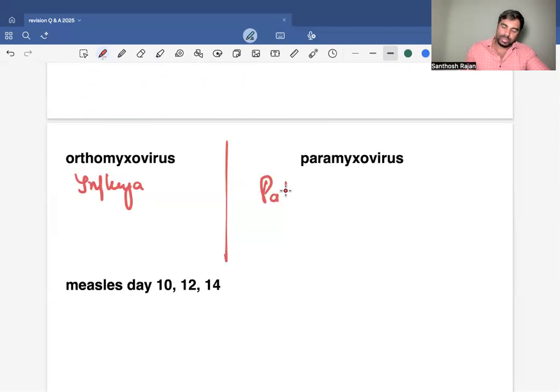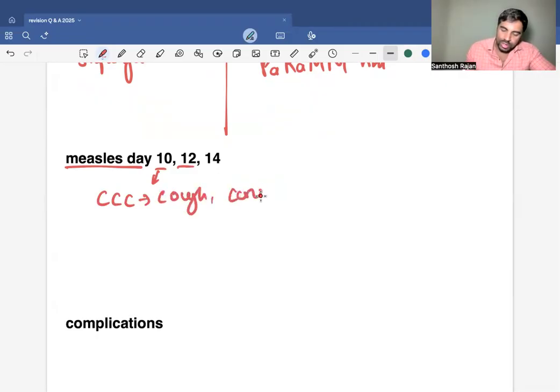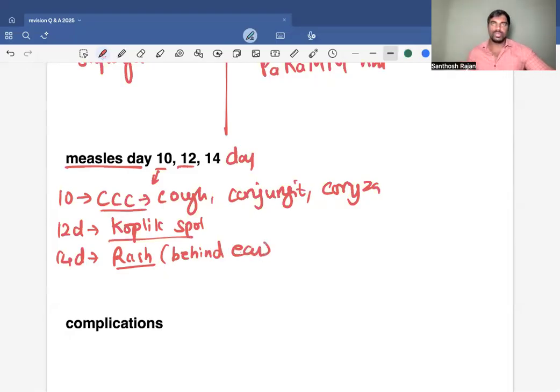Here this is the param. The shortcut is PARAMM, param nahi hai. Measles, what happened? On the 10th day, you have the 3 C's, which is what we saw: cough, conjunctivitis, and coryza. This is on the 10th day. And on the 12th day, you have what? Koplik spots. And on the 14th day, there is the rash that starts behind the ear, and then it spreads everywhere. So these are the characteristic features.